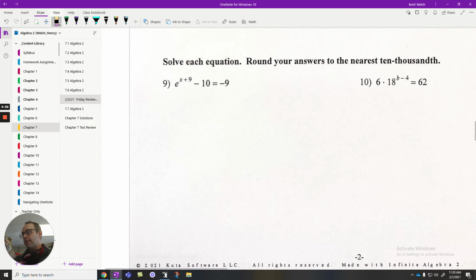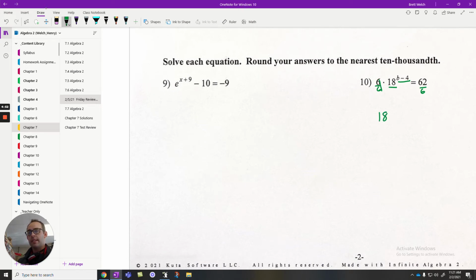And all of these have the same basic idea. We need to get our base and exponent alone. So here we can see it's 18 raised to the b minus 4. That's fine. I can't have anything else involved. So the first thing I'm going to do is get rid of this 6 that's multiplied. If it was plus 6, I'd minus 6. Whatever it takes to get rid of that other term.